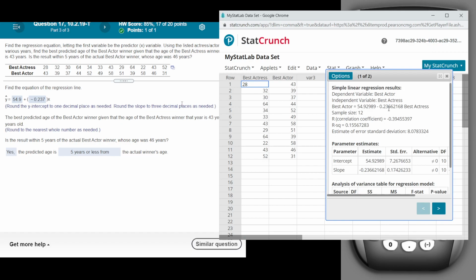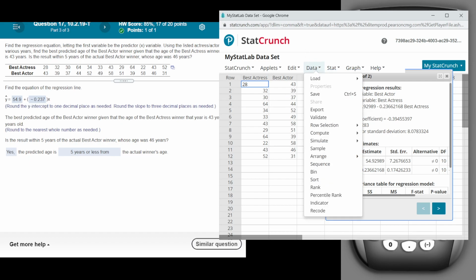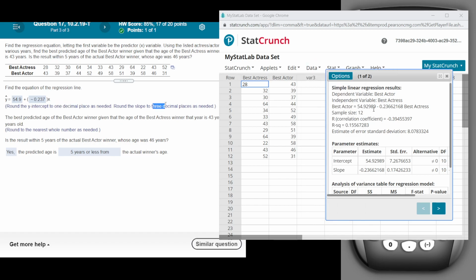Okay, so there's your equation. You see we have 54.929, and we also have that over here. Round to the proper decimal, now very, very carefully. You don't want to get this question wrong. You see, it says round the y-intercept to 1 decimal place, but round the slope to 3 decimal places. Take your time and round according to what instructions they give you. I can't emphasize that enough, because you don't want to round both of them to just 1 decimal place.